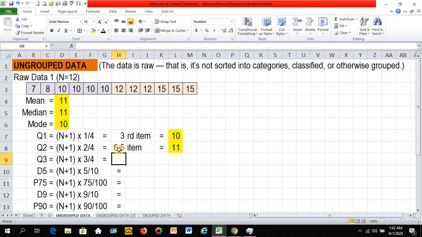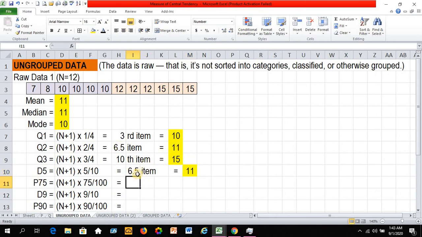Quartile 3, ganun din ang formula niya. Papalitan mo lang ito ng 3. I-round off natin. This is the 10th item. 1, 2, 3, 4, 5, 6, 7, 8, 9, 10. So, 15. Decimal 5, ganun din yung formula. 12 plus 1 is 13 times 5 over 10. So, that's 5 divided by 10. Okay, 6.5 item ay parehas na 11.